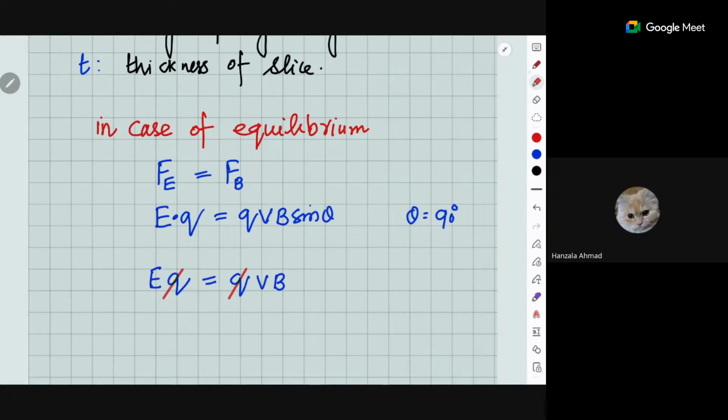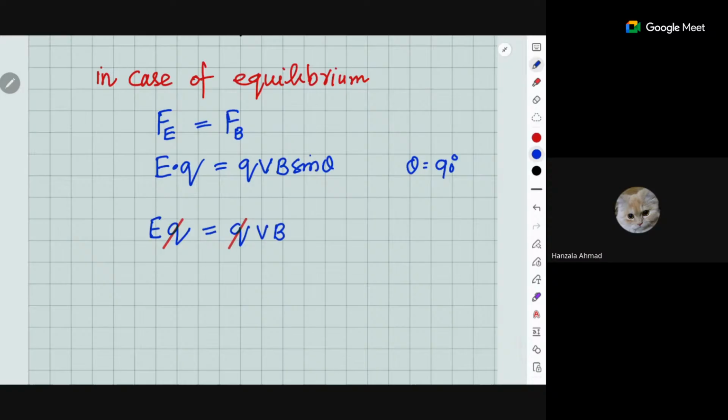So what equation do you have now? That is, E is equal to V times B. But here I will not write it in this way, that according to the velocity selector the velocity is E by B. No, that means I need some different criteria, or some different parameters.